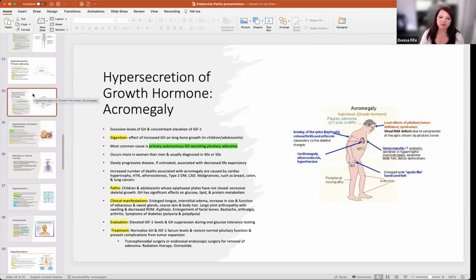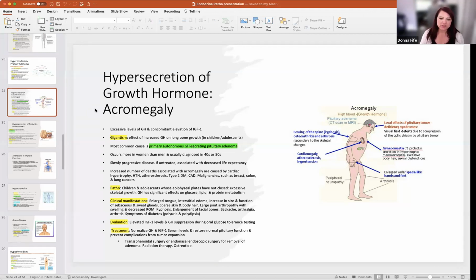There's an increased number of deaths associated with acromegaly, caused by cardiac hypertrophy, hypertension, atherosclerosis, type 2 diabetes, or coronary artery disease. Malignancies such as breast, colon, and lung cancers are also associated with this. Pathophysiologically, in children and adolescents whose epiphyseal plates have not closed, there's excessive skeletal growth. Growth hormone has significant effects on glucose, lipid, and protein metabolism.